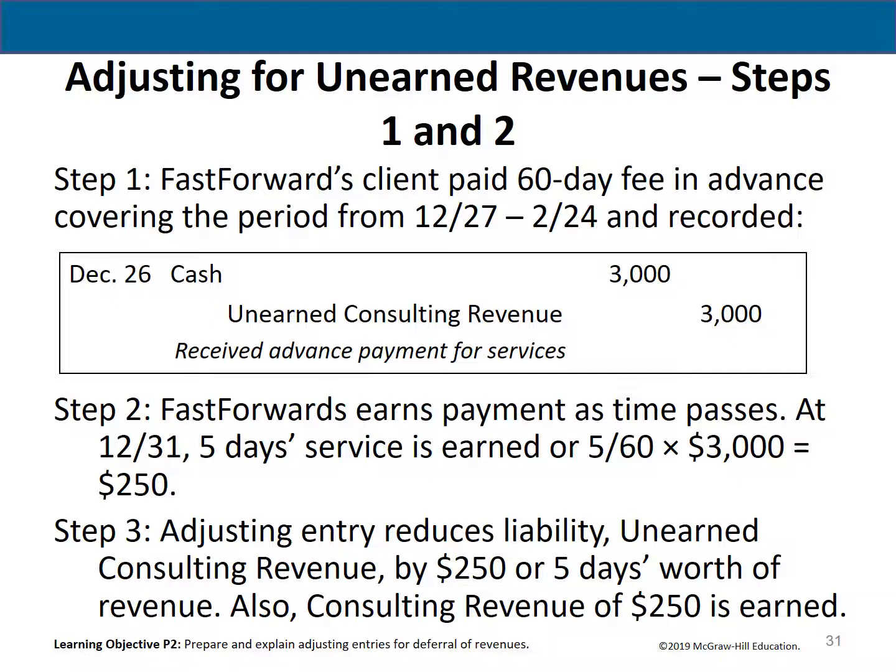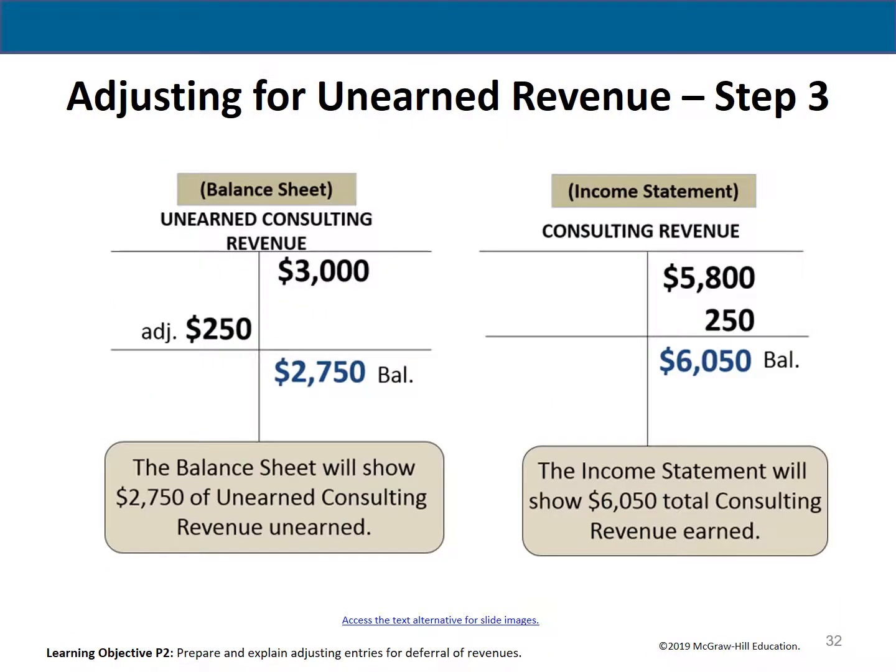So we're going to create a journal entry to increase the revenue and reduce unearned consulting revenue, which is the liability. This is what will result. So now we'll credit consulting revenue. Add that in there. It's missing. It's been earned by the end of the year. Decrease the liability unearned consulting revenue because that part of the $3,000 is no longer owed to the customer.